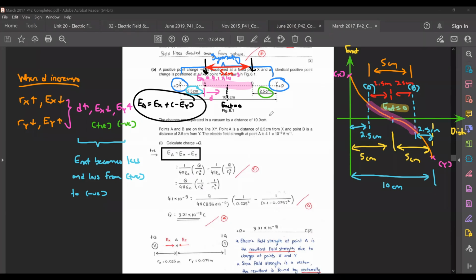As for the magnitude of your field strength, your question did mention that the field strength at point A is 4.1 times 10 power minus 5. So what you would have at point A right over here is going to be 4.1 times 10 power minus 5. And then when you're talking about point B, because of the symmetry that you see, it's going to have the same magnitude too, just that it's going to be negative. So this is your graph that you want.